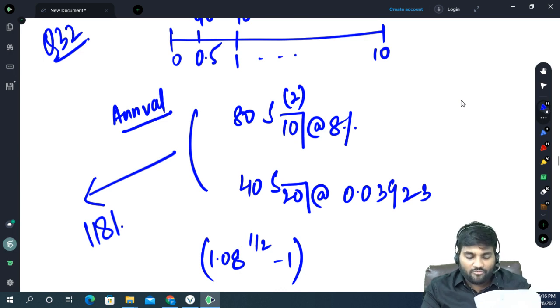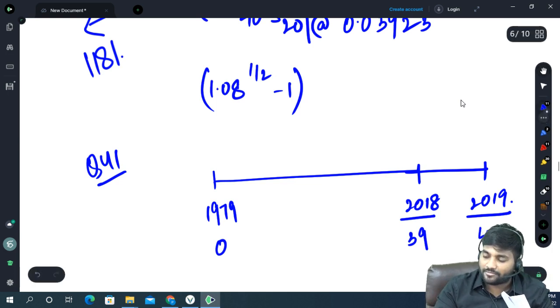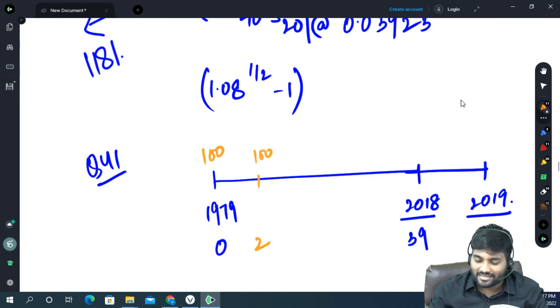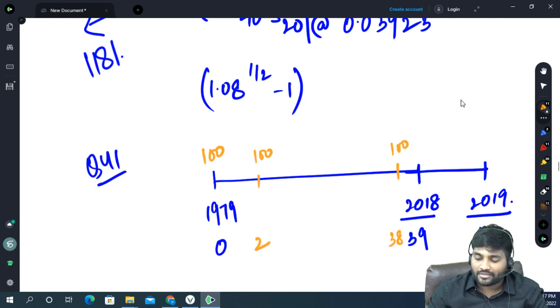Okay. So now we are doing question number 41. So they are saying that the payments from 1st January 1980. So the first payment will be here. The first payment will be here 100. And then at time 2. Okay, and so on. It will be like this. So the last payment will be at what? What is 21 plus 18? So the last payment will be at 38.